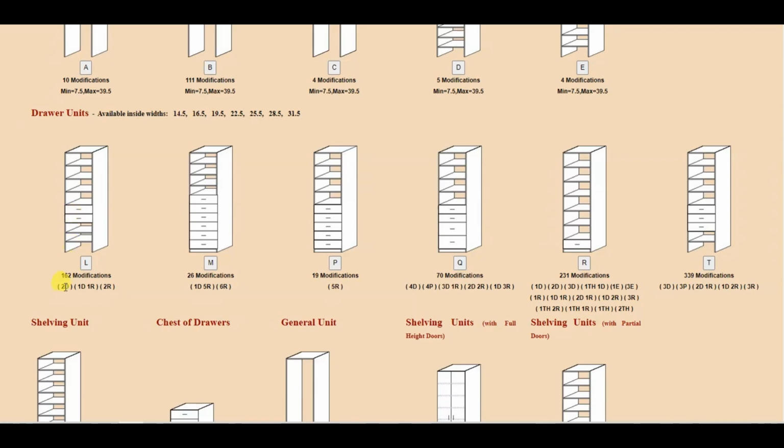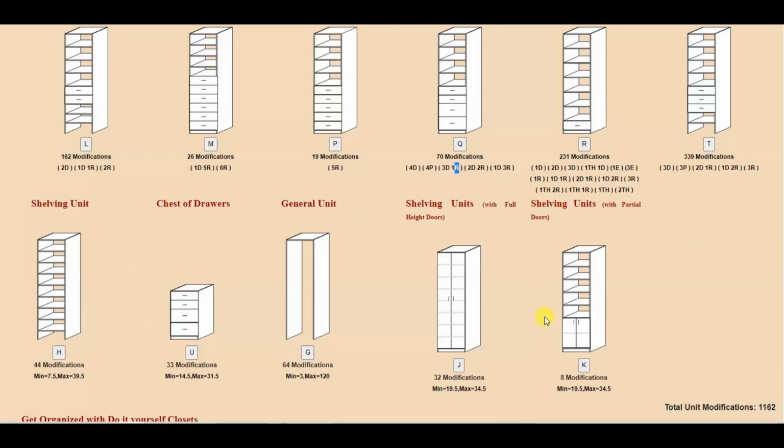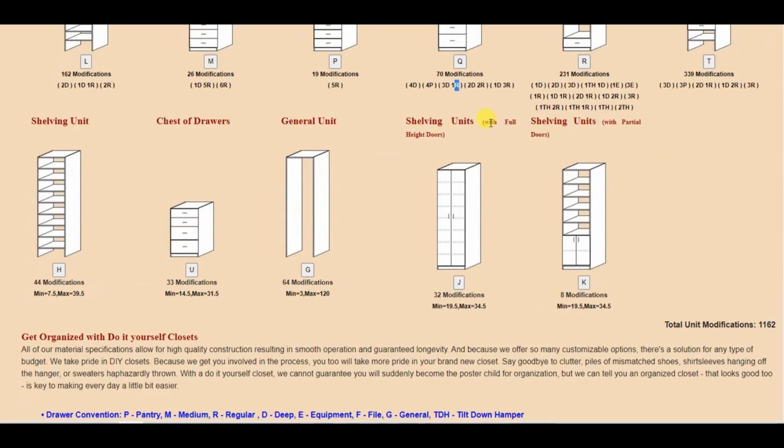It can have 2 deep drawers, 1 deep, 1 regular, 2 regular. The drawer units usually have a little bit more modifications because there are different combinations of drawers that we use. We are offering the deep, pantry, and regular. That's called deep. 4P, P stands for pantry and regular. So these are the modifications that you can have. For example, if you take a J unit, you have 32 modifications.